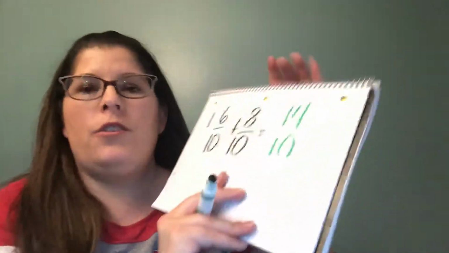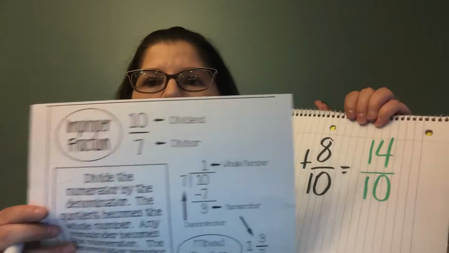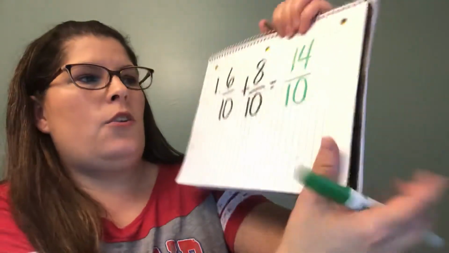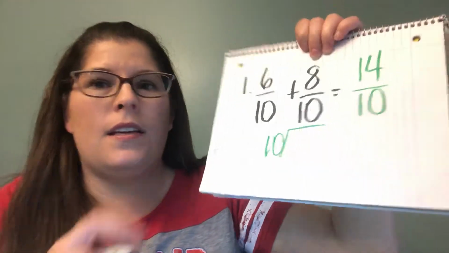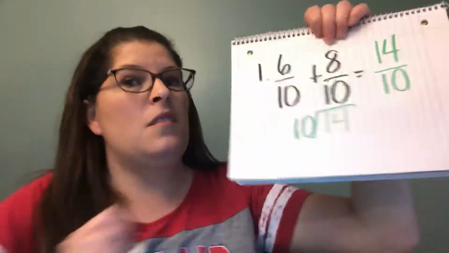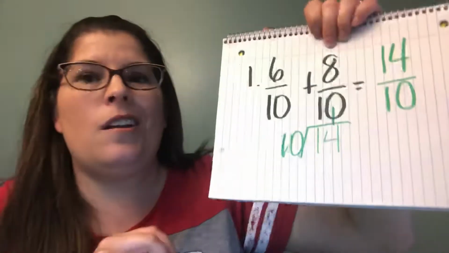Remember, when they say simplest form, that means it has to be proper. So let's take a look. What do I need to do? I'll put this up on Google Classroom so you can see it too. You are going to take your 10 and you're going to divide it into 14. 10 goes into 14 one time.